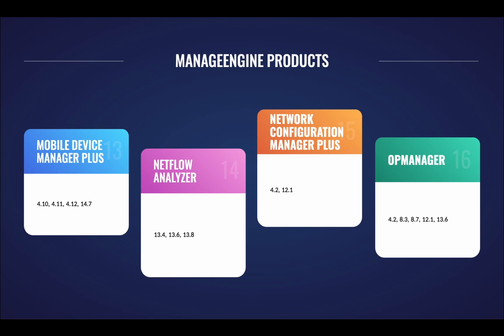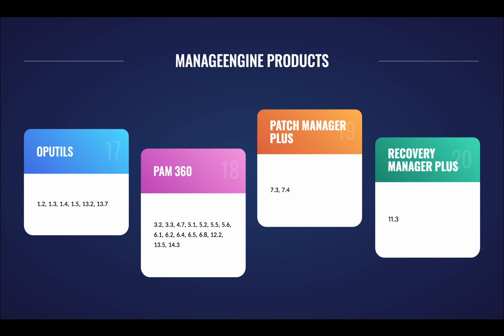Moving on to the next set of products, OpUtils in Controls 1.2, 3, 4, 5, 13.2, and 13.7. It has IP address management and switch port mapper with rogue detection functionalities, which we have discussed a couple of times in the webinar series.